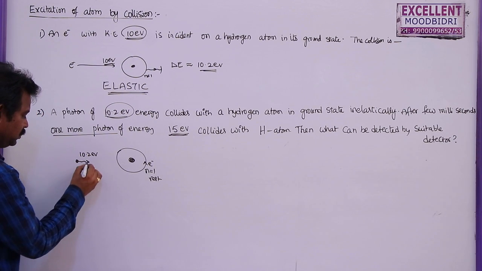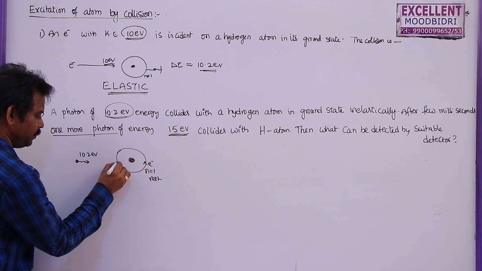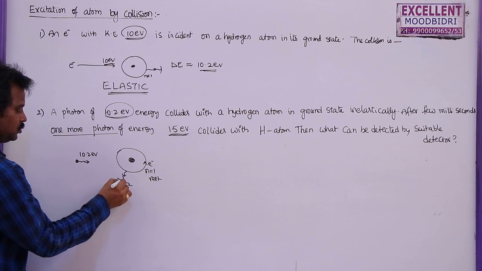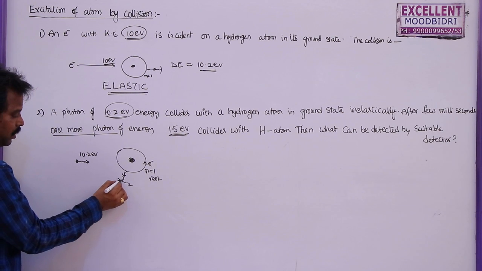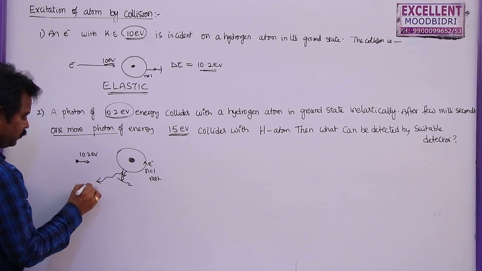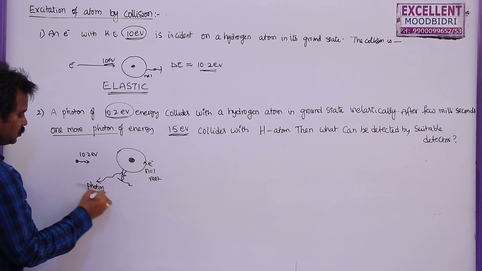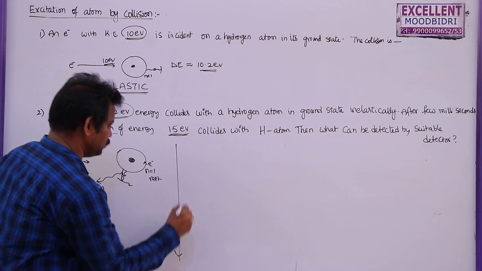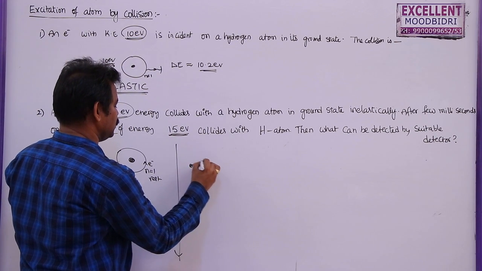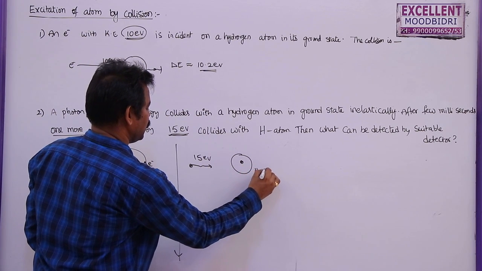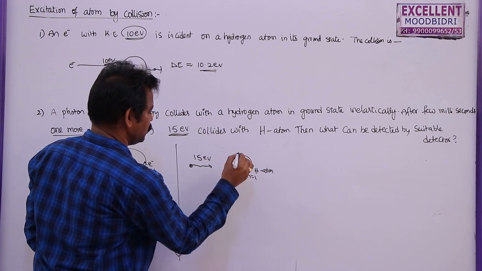In the first case, when the photon gives this much energy, this electron can jump from first orbit to second orbit. So due to this, it will stay there for a fraction of a second, and then this electron jumps back, and this energy is equal to 10.2 electron volts. That means we will have some radiation in the form of a photon itself. But after a few milliseconds, in this case, one more photon of energy 15 electron volts collides with this hydrogen atom, which is initially at rest.